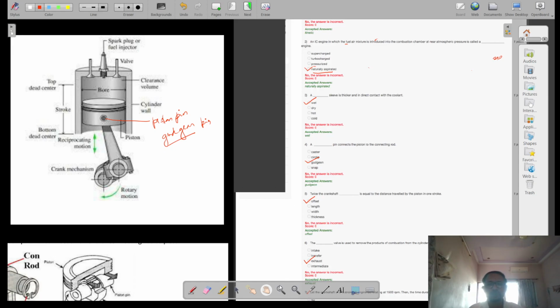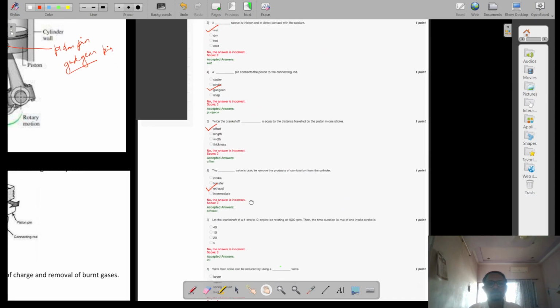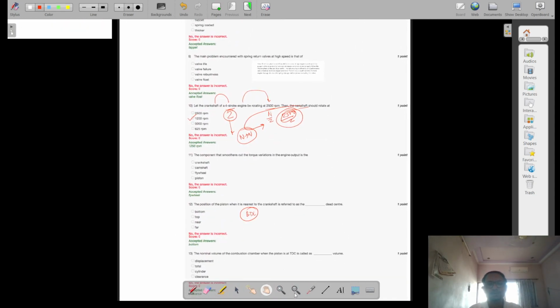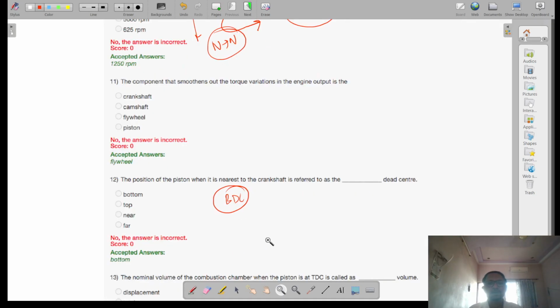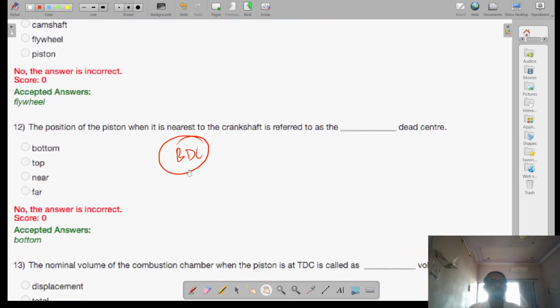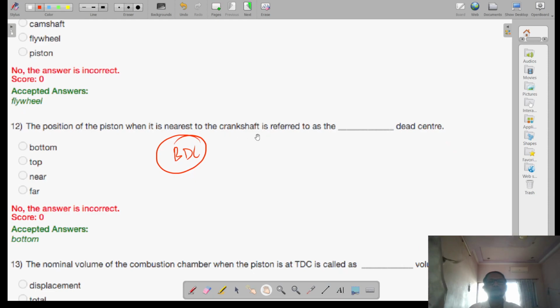Okay, so we go for the next question over here. It should be very clear to you. I am just repeating the things. The position when it is nearest to the crankshaft is called the bottom dead center.